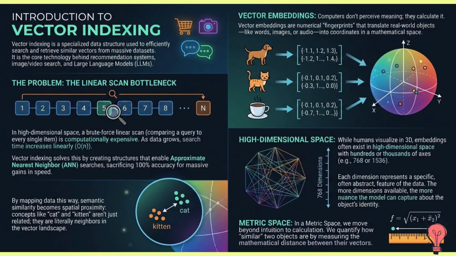So computers don't perceive meaning, they calculate it. Vector embeddings are numerical fingerprints that translate real-world objects like words, images, or audio into coordinates in a mathematical space. By mapping data this way, semantic similarity becomes spatial proximity. Concepts like cat and kitten aren't just related, they are literally neighbors in the vector landscape.